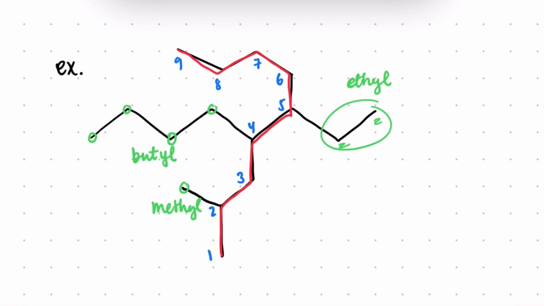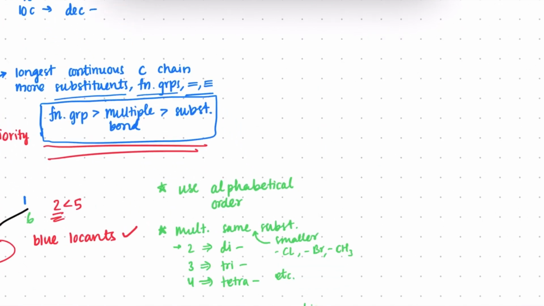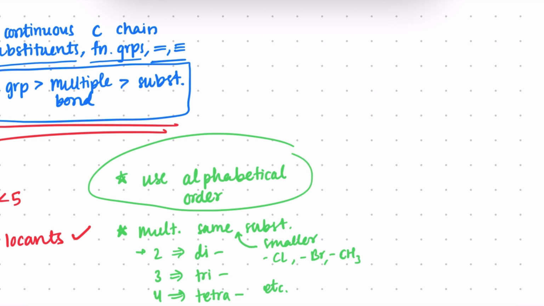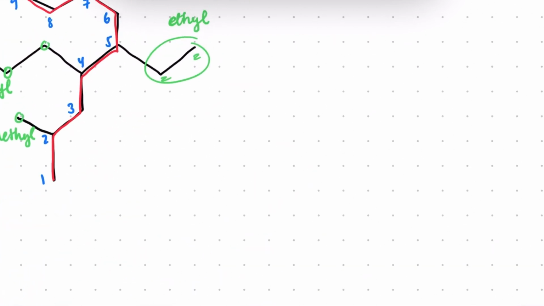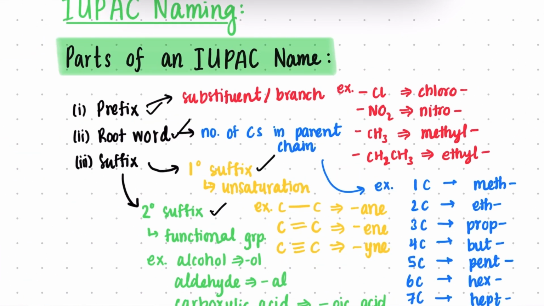So these are all of our substituents that are present in this compound. Now, as I've mentioned before, alphabetical order is very important. So when we're arranging these in our name, we have to arrange them in alphabetical order. So just watch closely and understand. Here we've got a B, an M, and an E. These are all substituents, and as I've mentioned before, our prefix contains our substituents or branches.